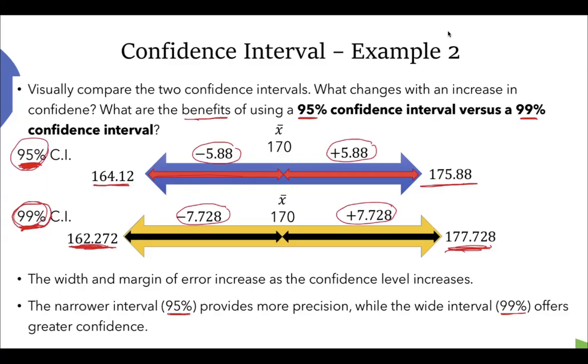A lot of times people go with the 95%. It's one of the most common confidence intervals that we use. But all three are going to be helpful. We're going to remember the z-scores for all three of these, or write them down and have them available so we can construct our confidence intervals.